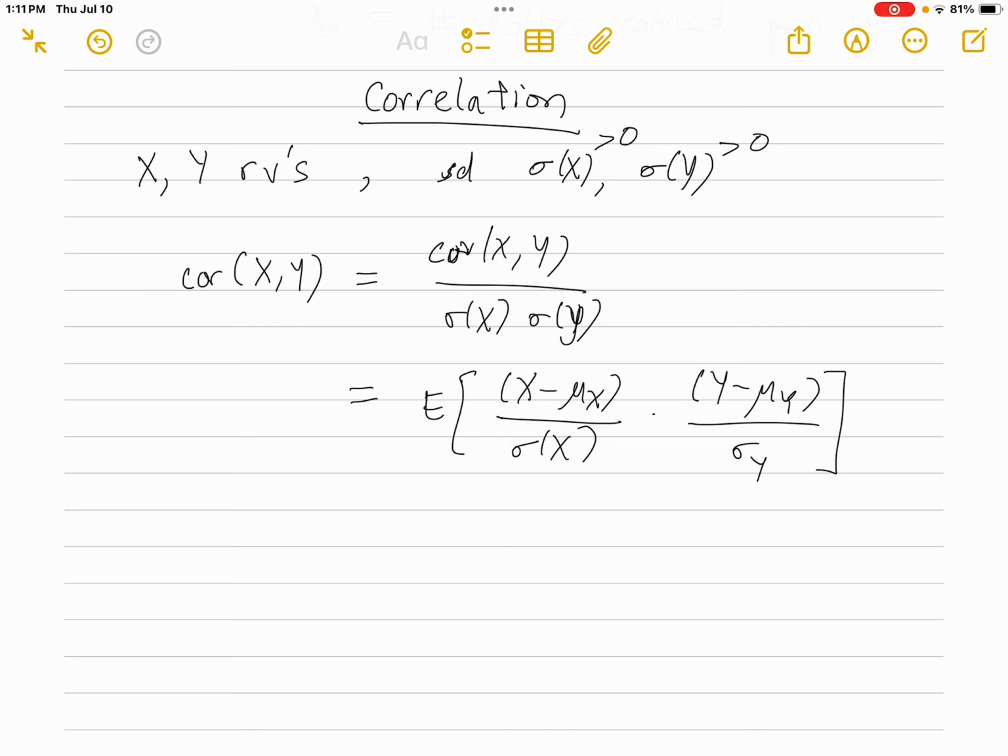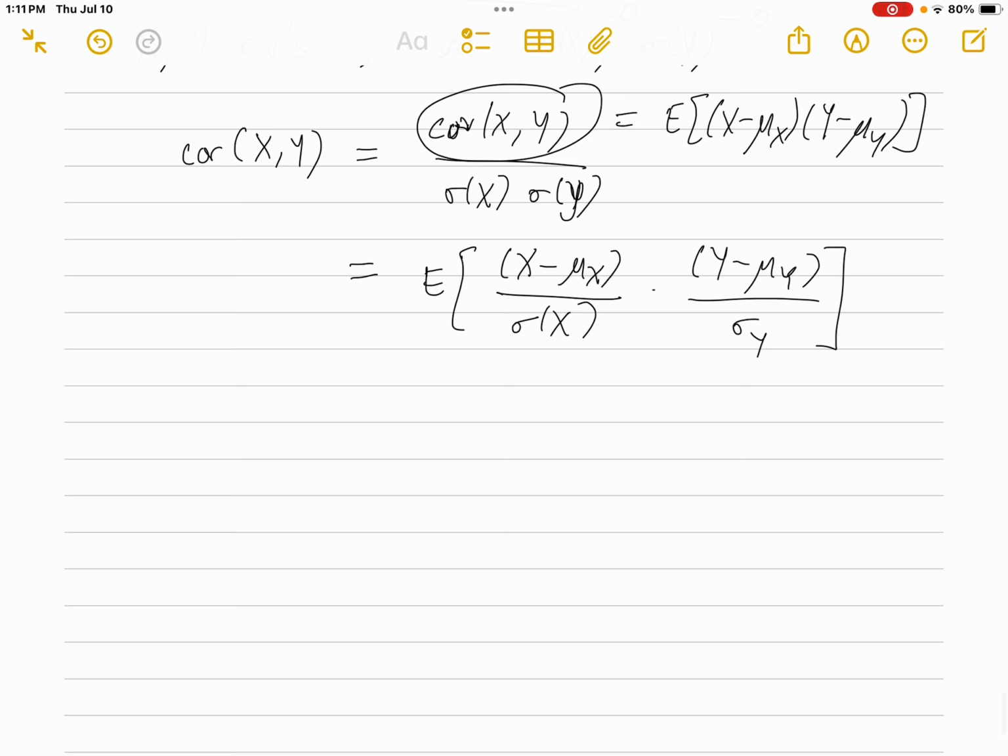Maybe writing out a bit more detail, recall that the covariance is equal to the expectation of x minus mu x times y minus mu y. And then you can move the constants sigma of x and sigma of y inside the expectation by linearity, and so you get this. What's useful about writing it like this is that it might help you remember how the correlation is defined.